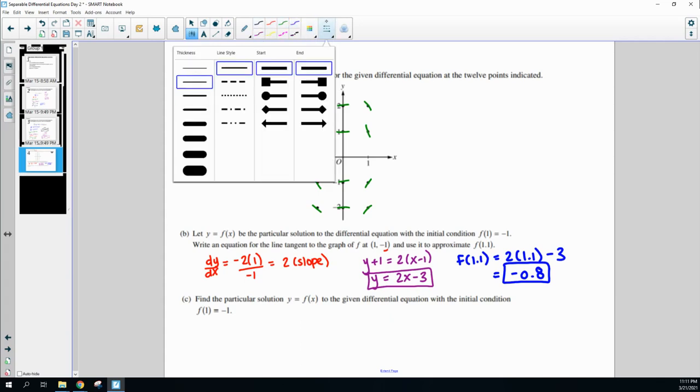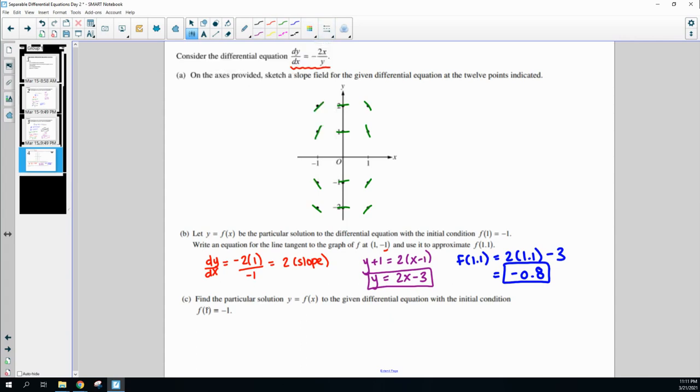And then the last question is what we were just working on, find the particular solution. Whenever they ask for the particular solution, that means use separation of variables, find the antiderivative, and solve for y. They're giving us this initial condition. So dy over dx equals -2x over y. To separate the variables, I'm going to multiply both sides by y and by dx. So I'll get y dy equals -2x dx.